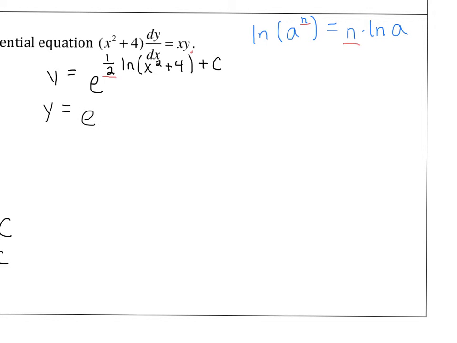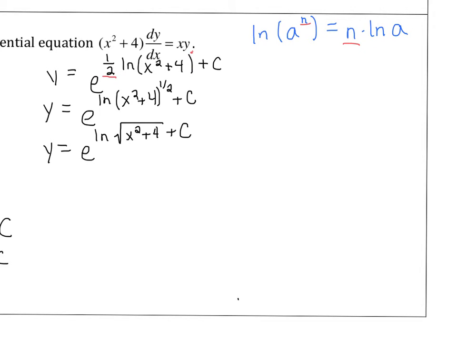And we'll have e to the natural log of x squared plus 4 to the 1/2 plus c. And then, of course, anything raised to the 1/2 means it's just being square rooted. So let's write it like that: square root of x squared plus 4 plus c. Now, you may think, oh, I am in direct contact with the natural log, they can just cancel out. But what's preventing me from doing it?